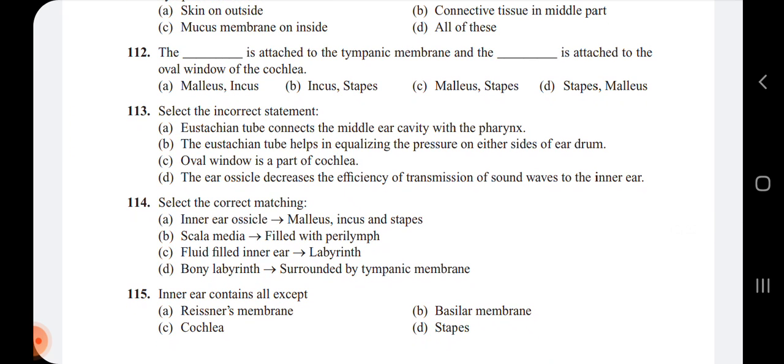Select the incorrect statement. Eustachian tube connects the middle ear cavity with the pharynx.